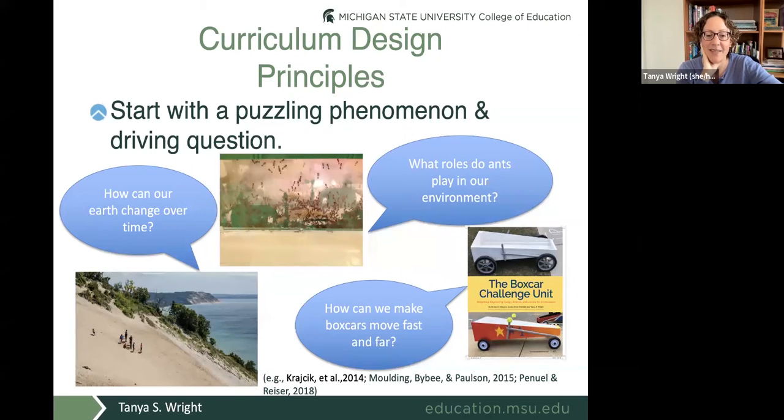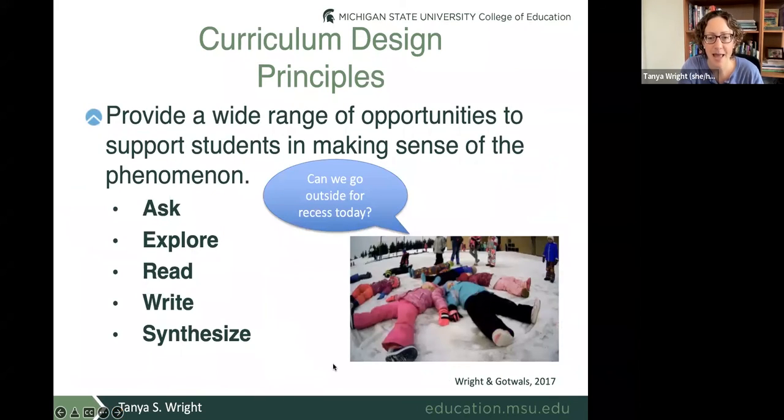So for example, we might look at images of the dunes at Lake Michigan over time and how they've changed and wonder, how can our Earth change? Look at ants in an ant farm and think about the role that ants play in our environment, or how ants change their environment to get what they need. We might watch a boxcar derby and wonder how we can make boxcars move fast and far. So we always start with kids' curiosity and something exciting that they can make sense of, that's going to engage them through the unit.